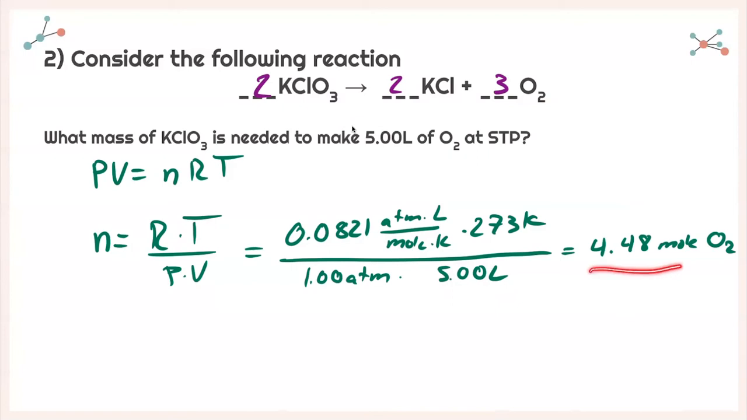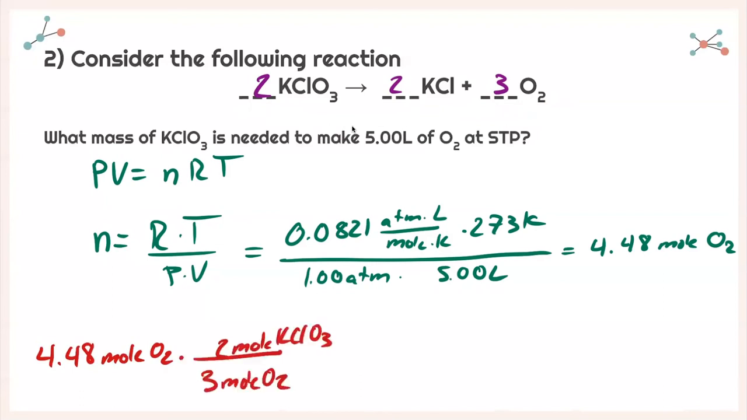I have moles of oxygen, but I need to go into grams of potassium chlorate. So, using my balanced chemical equation, I can convert from moles to moles and then from moles to grams. So, what I'm going to do is I start off with 4.48 moles of oxygen gas. And my balanced chemical equation tells me that for every 3 moles of oxygen gas that I have, that's going to come from 2 moles of potassium chlorate.